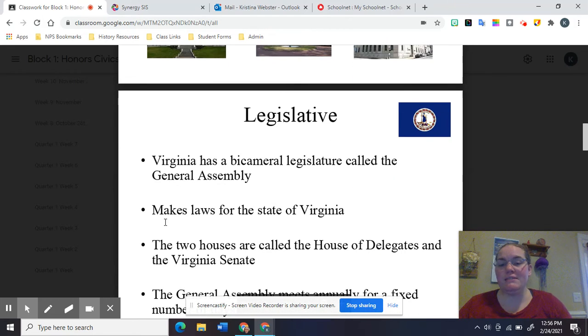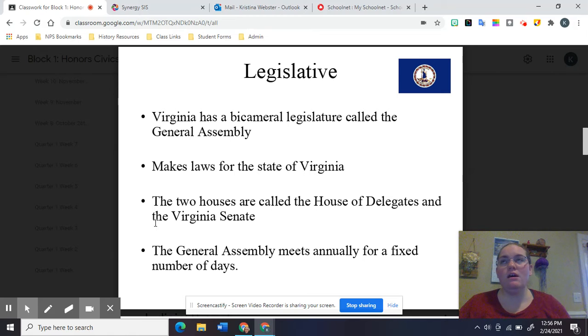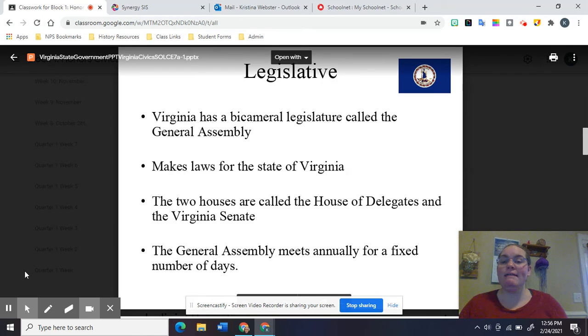Legislative. Virginia has a bicameral legislature, that means two houses, like the U.S. Congress has two houses, it's bicameral. Virginia has a bicameral legislature called the General Assembly, which, like any legislative body, makes laws for the state of Virginia. The two houses are called the House of Delegates and the Virginia Senate. The General Assembly meets annually for a fixed number of days.